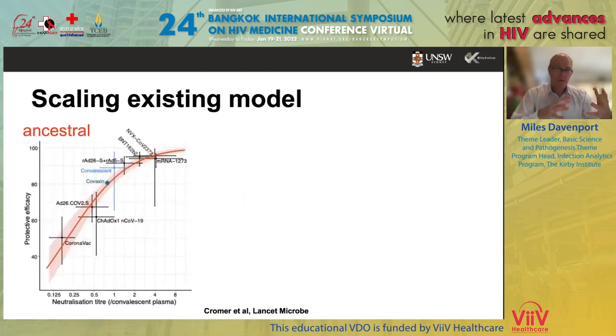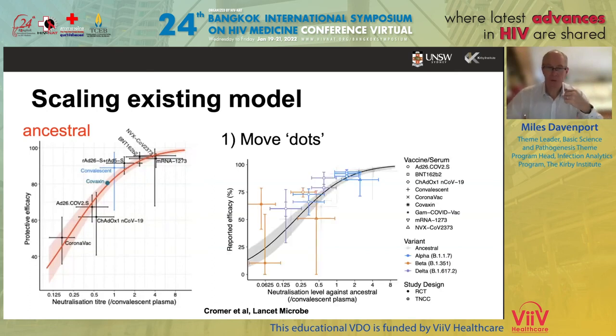So what we need to do then is take our existing model, which is all ancestral versus ancestral, and scale it to look at these drops in neutralization titers to the variant. The first way to visualize this is to move the dots. So for example, here you can see on the left, all of these are the ancestral titers and efficacy, and they're now in gray in the background on the right. And the blue and orange and purple dots are the alpha, beta, and delta variants, and the predicted titers based on the drop in titer and the predicted efficacies of different vaccines.